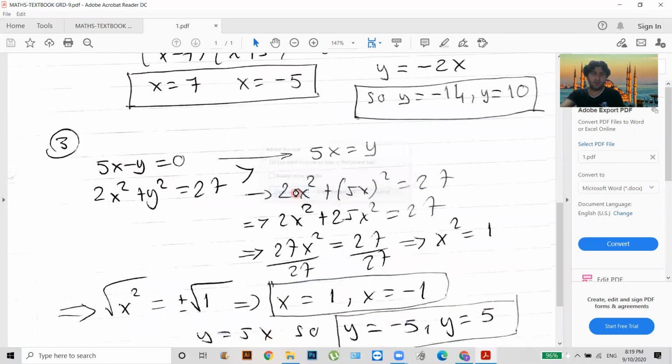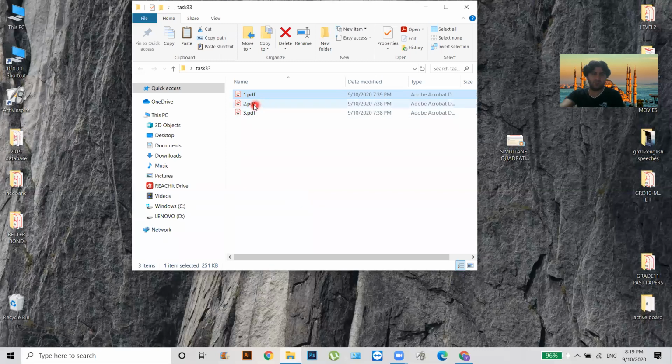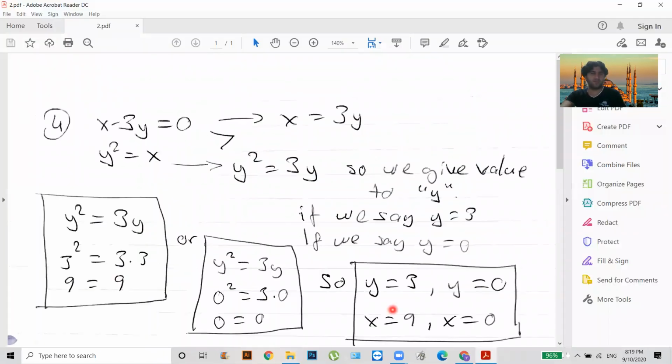Right, so then I'm going to open this one. I'm going to solve the other question. Question 4. x minus 3y equals 0, then y squared equals x, guys. So I'm just going to start from here again. x equals, take this negative 3y to the other side of the equation, it is going to be 3y.